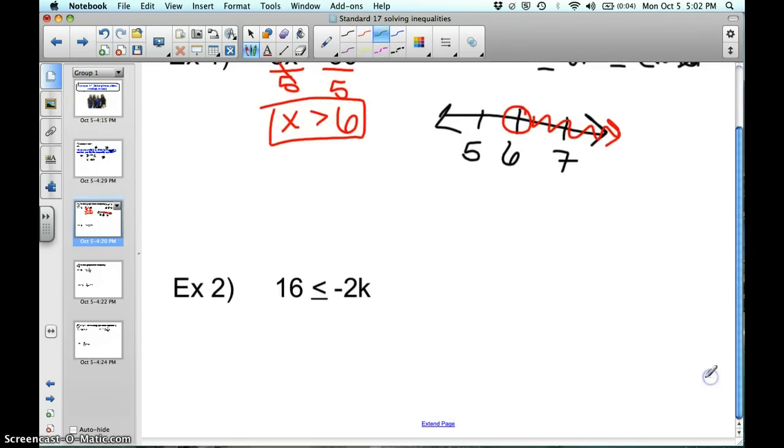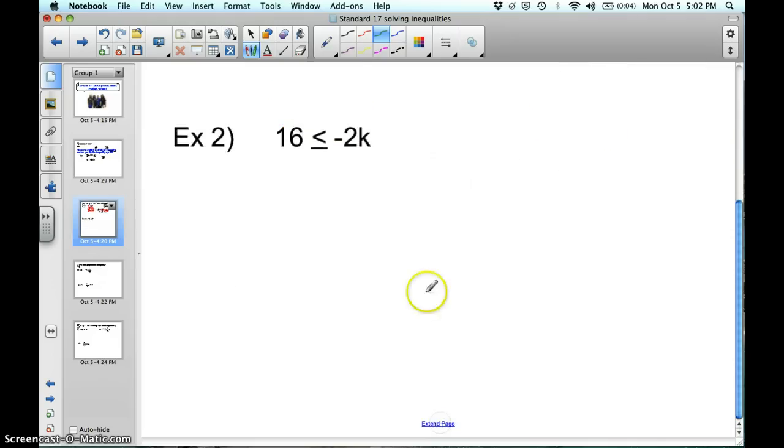All right, let's look at example 2. Same deal with example 2. Since I have negative 2 times k, I need to divide by negative 2. So 16 divided by negative 2 is going to give me negative 8. Since I divided by a negative number, this was the important note that we made at the beginning, I have to flip my inequality symbol. So instead of being less than or equal to, it's going to become greater than or equal to, and then I'm going to bring down my k.